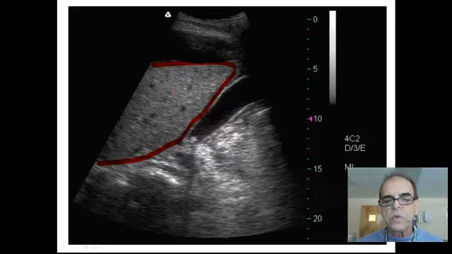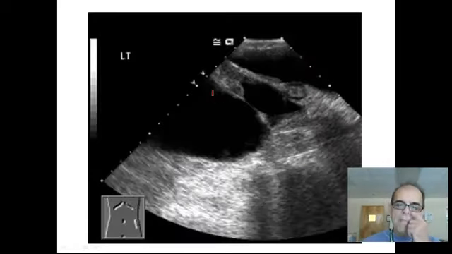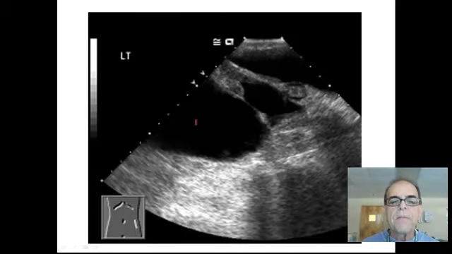The texture, the size of the liver is little because cirrhosis produces little livers, and this is anechoic. This is free fluid. Free fluid in the peritoneal cavity is called ascites. Another example of ascites in the abdominal cavity. Remember, free fluid is anechoic.